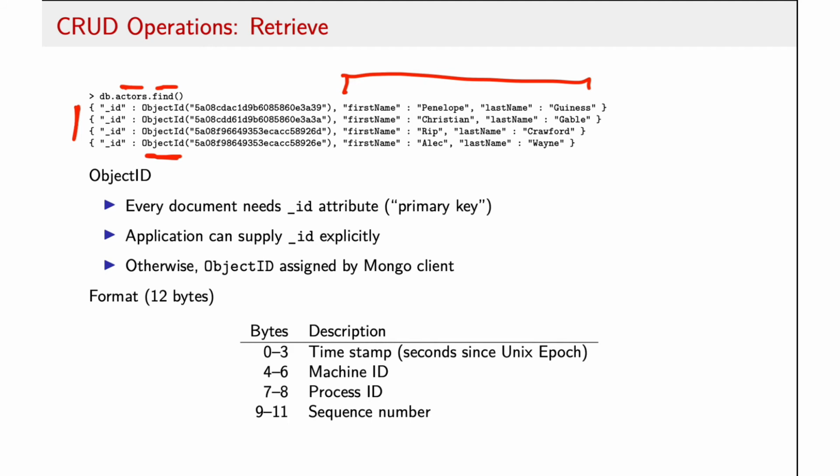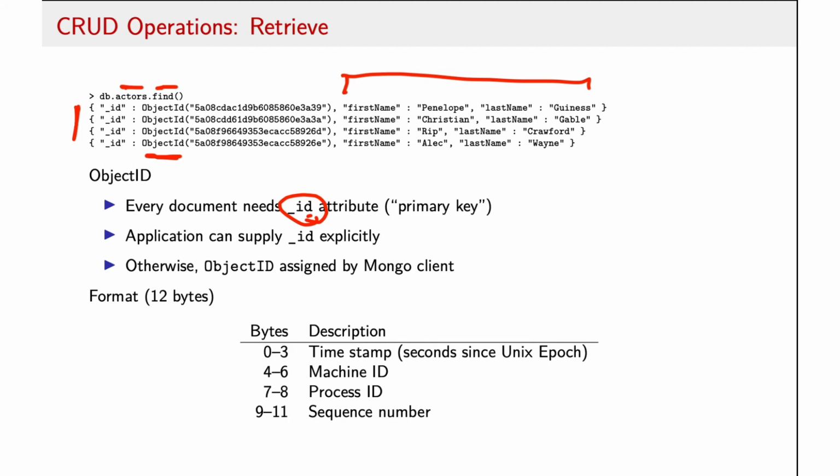So that object ID is something that's present in every object, by that I mean every document in a Mongo database. The attribute is called _id, and it's essentially the primary key. It's a unique identifier for that particular document.